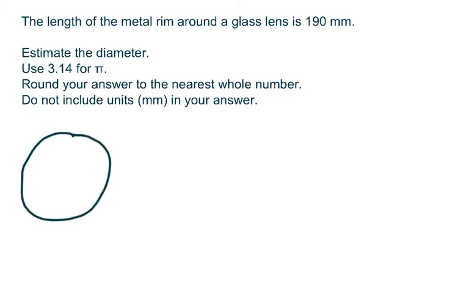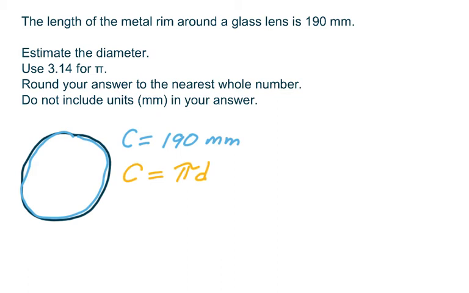There's the lens, and I know that the length of the metal rim, that's what I drew here, is 190 millimeters. So that tells me that when I'm going around the outside of a circle, that's the circumference. And so I know that the circumference is 190 millimeters. I'm supposed to be finding the diameter, so I'm thinking about the different options that I have to find diameter. And I know that one of the formulas that I have with circumference is that circumference equals pi times diameter. So I think that's the one I'm going to use.